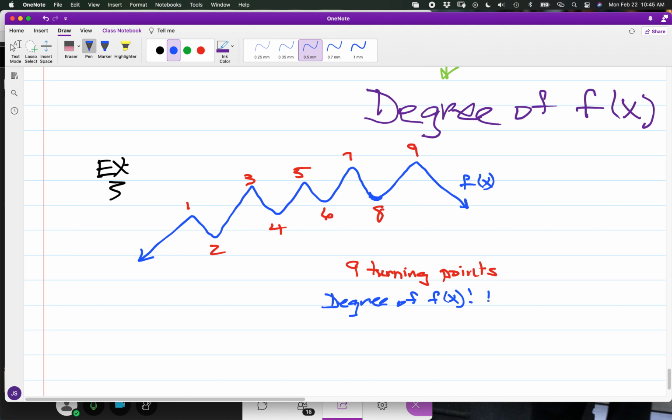So the degree of f of x could be 10, 12, 14, or some other higher even number.